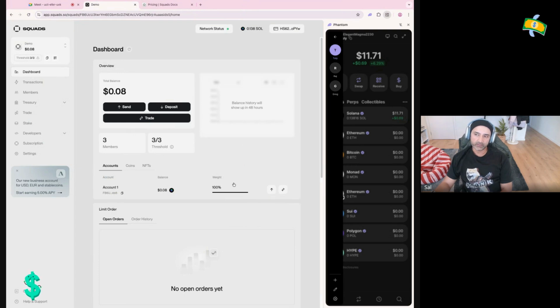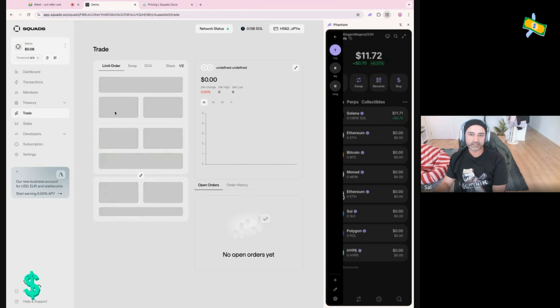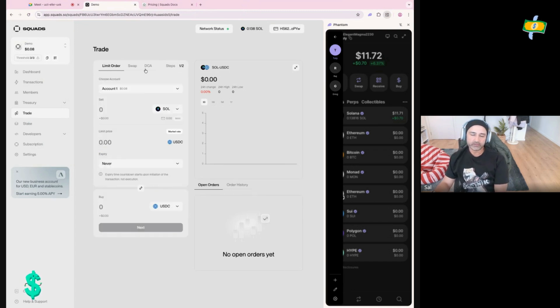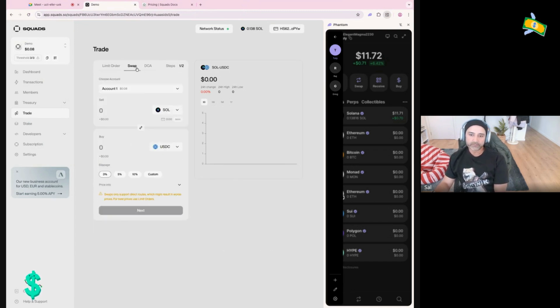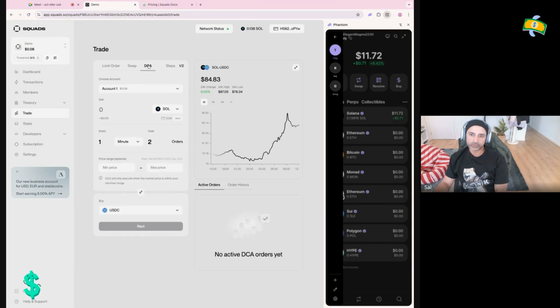So one of the issues, but it's a feature, you know, not a bug, is that normally people would send the funds to another wallet to do the trade and then bring it back in, right? So you'll see here that there are limit orders you can set. You can do a swap, but it's not always going to go ahead straight away. And you can also do a DCA in or out as well, right?